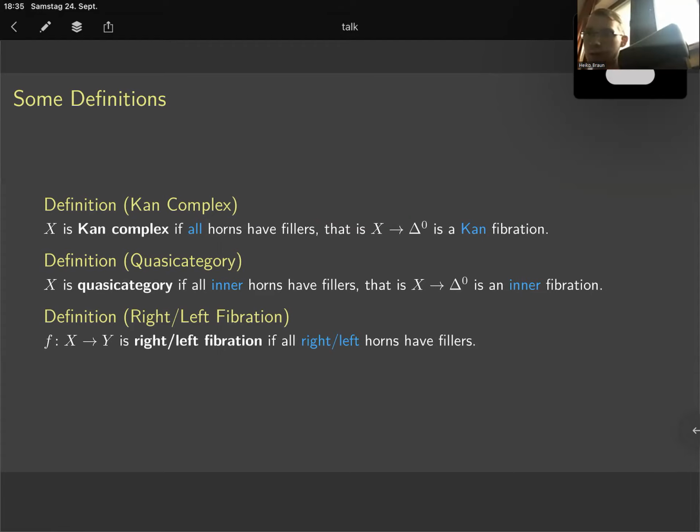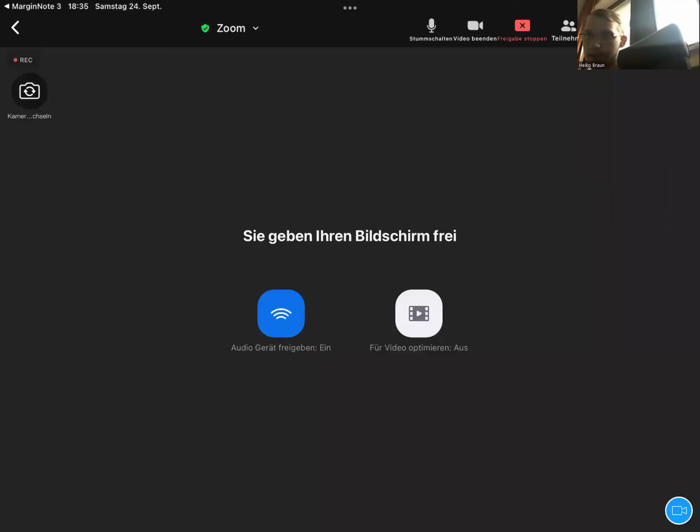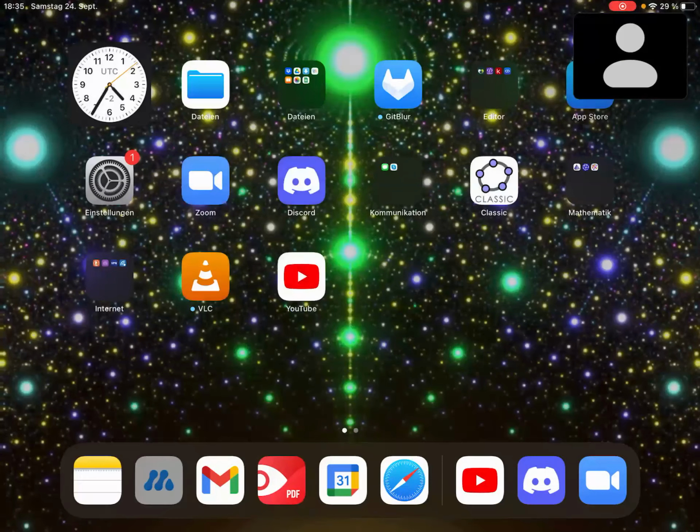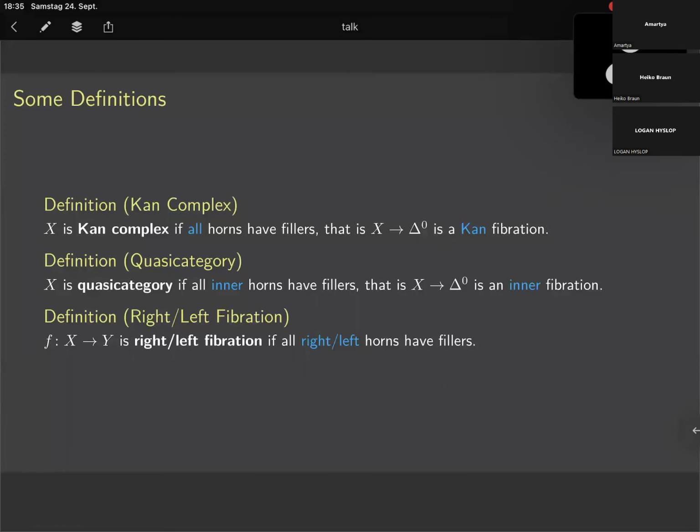I don't know whether one can see me, but I have to put this like this. Probably you can't really see, but whatever. Okay, you're right.